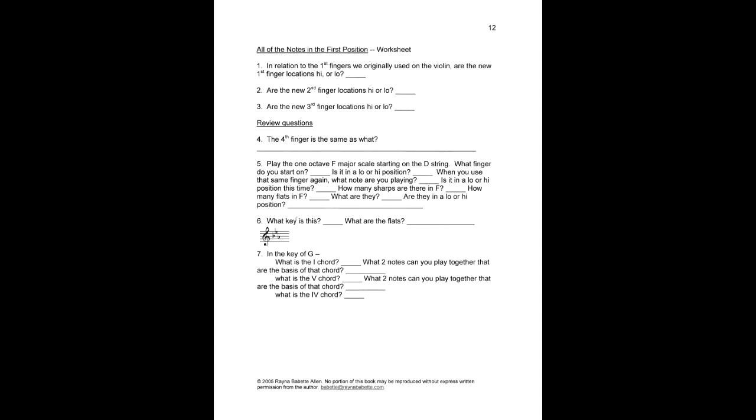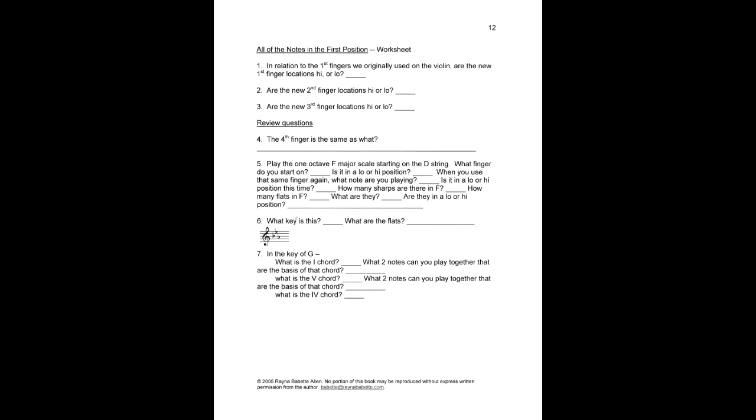How many sharps are there in the key of F? Well, there aren't any sharps. No sharps in the key of F. How many flats are there in F? There is 1 flat in F. And what is it? Yes, it's a B flat. And is B flat in the low or high position? It is in the low position.